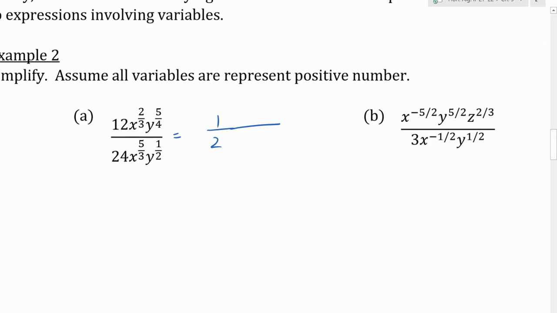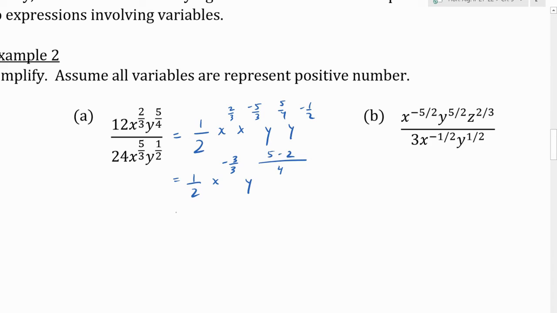I think there's several ways you could do this. You might just want to bring everything to the top, to be honest with you. Like make it x to the 2/3 times x to the negative 5/3, y to the 5/4 times y to the negative 1/2. Because then if you did, you multiply things to the same base, we could add our exponents. So 2/3 minus 5/3, that's negative 3/3. 5/4 minus a half. Okay, so now we're at 1/2. X to the negative 1, y to the 3/4. So I've got the 4th root of y cubed over 2x. And that looks pretty good.